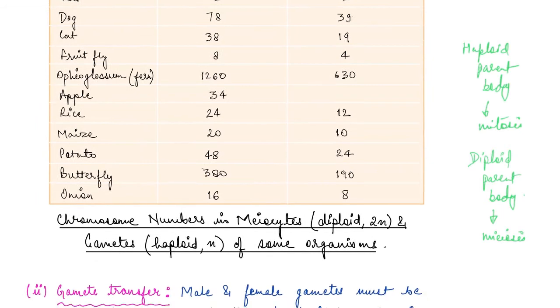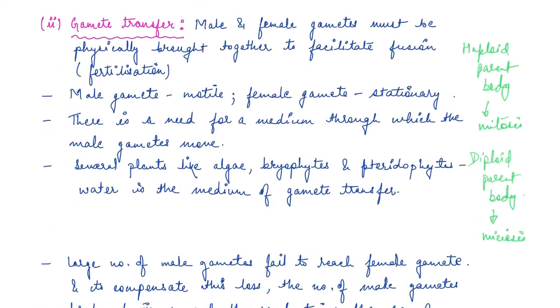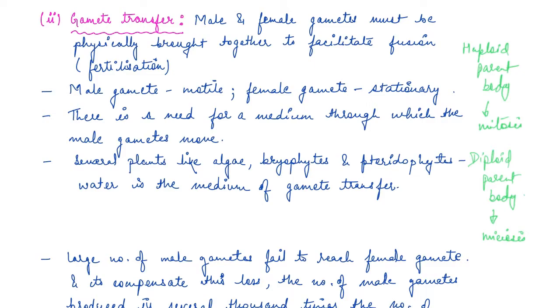Okay, now the next thing is, how does gamete transfer occur? So now we have seen how the gametes are formed, but how does the transfer occur? So now, in both male and female gametes, till now what has happened is the male and female gametes are formed. Now they have to be transferred to a proper medium where the fertilization can occur. So this is the pre-fertilization event basically, right? So both male and female gametes must be physically brought together to facilitate fusion or fertilization, right?